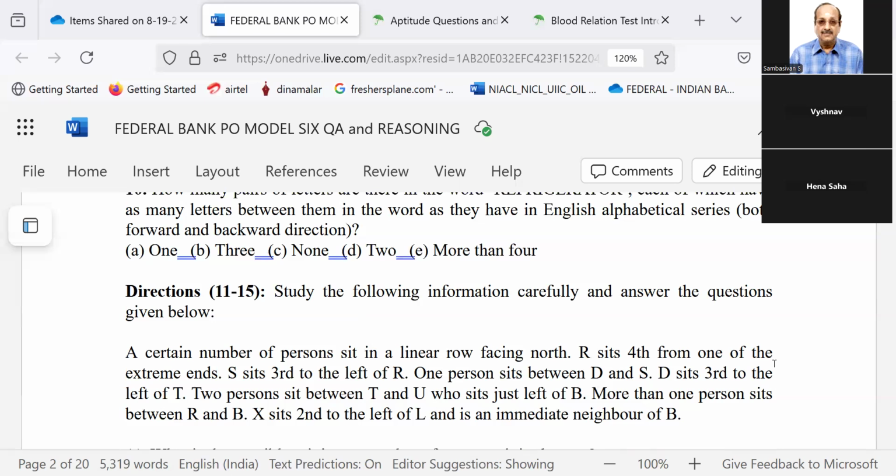Sir, may I start reading? Yeah, please read. Study the following information carefully and answer the question given below. A certain number of persons sit in a linear row facing north. R sits fourth from one of the extreme ends. S sits third to the left of R. One person sits between D and S. D sits third to the left of T. Two persons sit between T and U, who sits just left of B. More than one person sits between R and B. X sits second to the left of L and is an immediate neighbor of B.